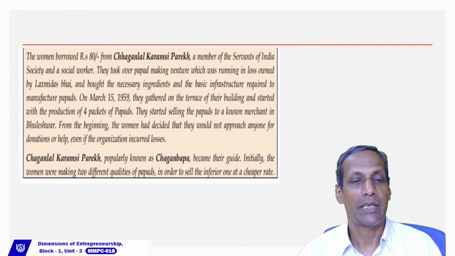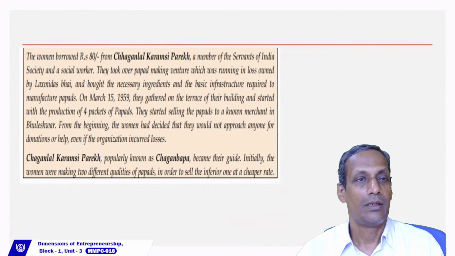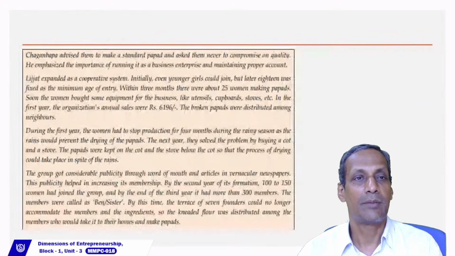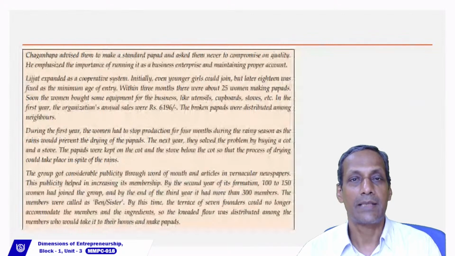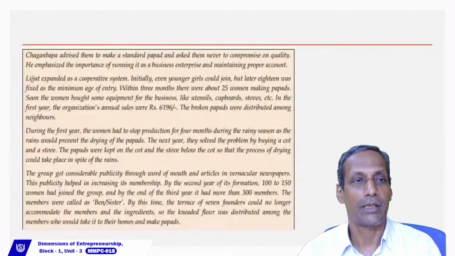Initially, the women were making 2 different kinds of papads in order to sell the inferior one at a cheaper rate. Chhaganbapa advised them to make a standard papad and asked them never to compromise on quality. He emphasized the importance of running it as a business enterprise and maintaining proper accounts. Lijjat expanded as a cooperative system. Initially, even younger girls could join, but later 18 was fixed as the minimum age of entry.